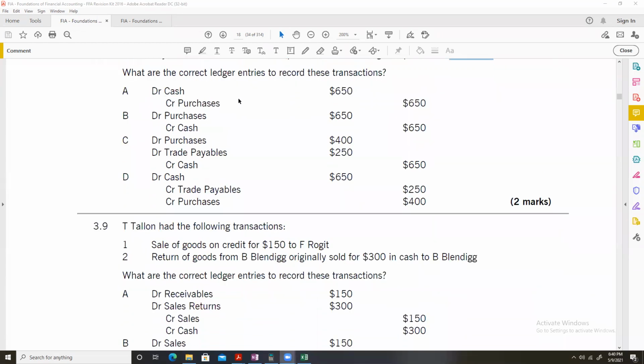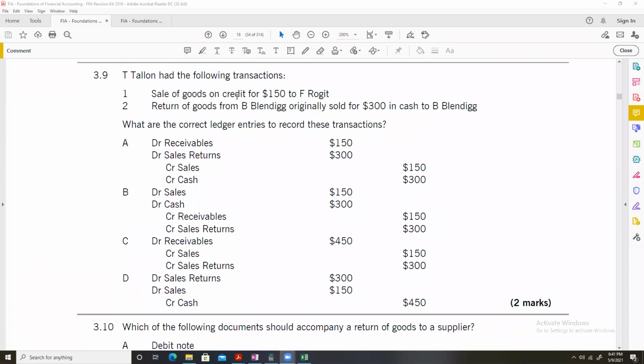Moving forward, Talon had the following transactions: sale of goods on credit for $150 to Roget. Return of goods from Blending, originally sold for $300 in cash to Blending.